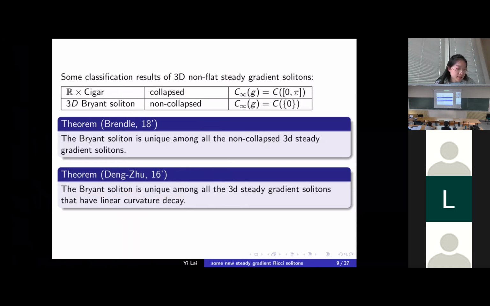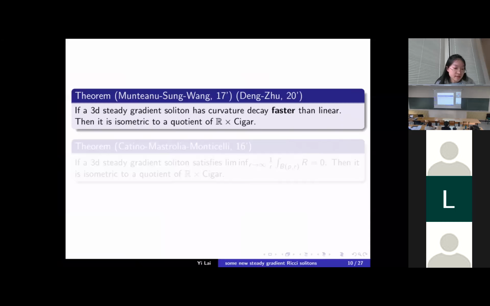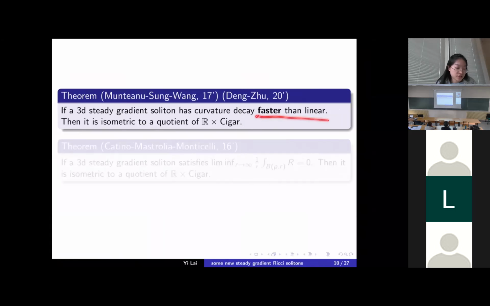On the other hand, if the curvature decay is faster than linear, then you have the first type of solution, but you have to take some non-trivial quotient of this R times the cigar soliton, because the curvature along this R in this soliton does not decay. Okay, so this is a result by Catino, Mastrolia, and Monticelli. So this curvature assumption is faster than linear decay.